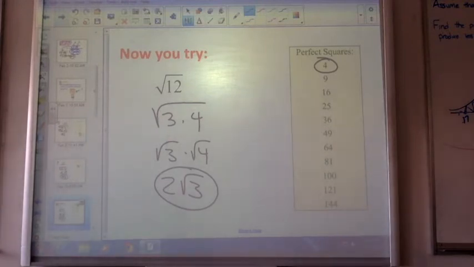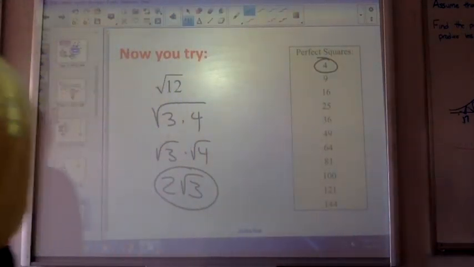What did I circle? The 4. 4 is a what? Perfect square. 4 is the largest perfect square that goes into 12. Now, some of you are like, yeah, but what about 6 and 2? Does 6 or 2 appear on the perfect square list? No. So 6 and 2 are not perfect squares.